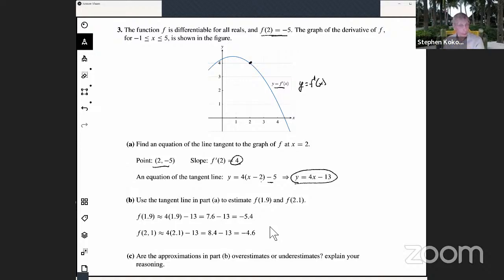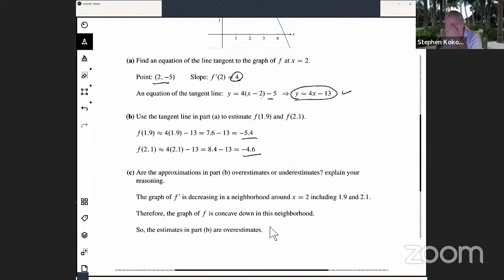Okay, so real quickly here, let's suppose I want to use that tangent line to approximate or to estimate f of 1.9 and f of 2.1. Well, I plug those values into that expression for the tangent line over here. Here are my two approximations. And are they overestimates or are they underestimates? Let me arrow up just a little bit here if I can. And this is how I answered that one.